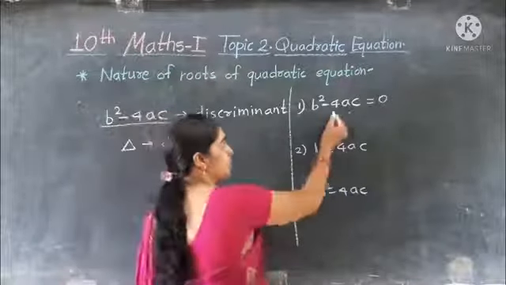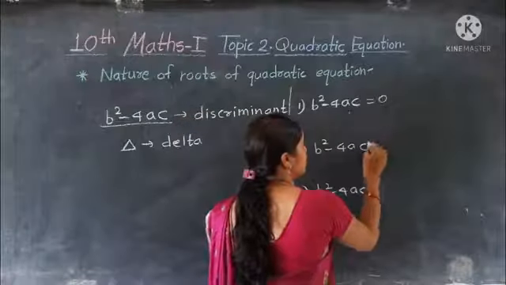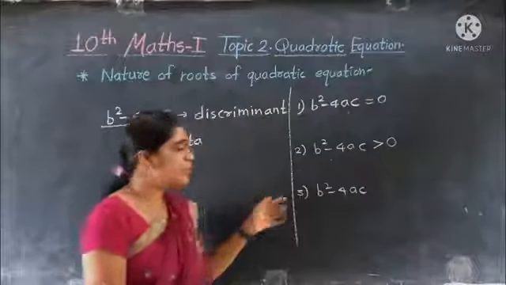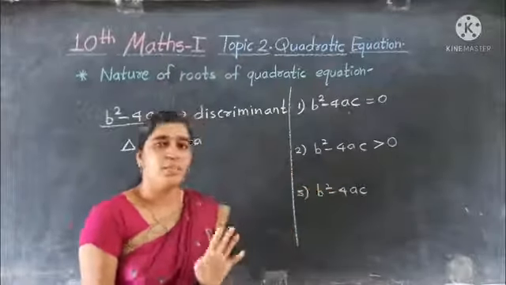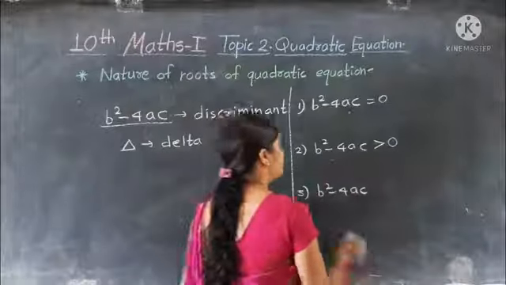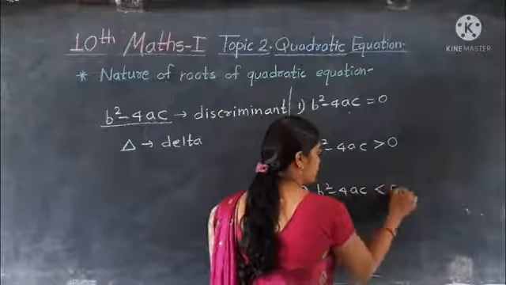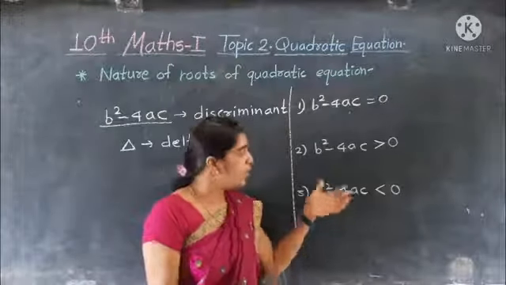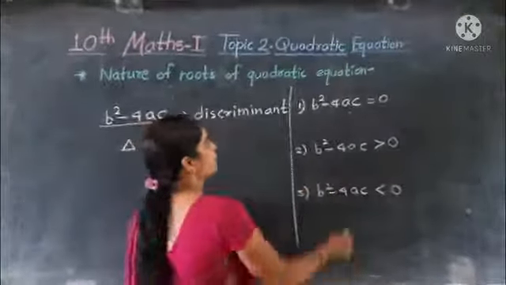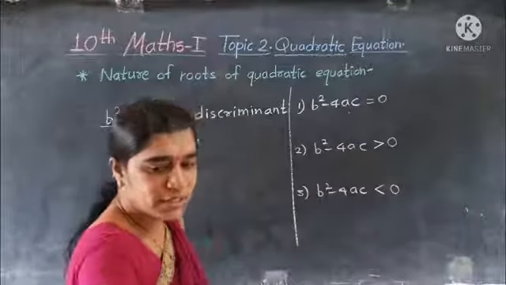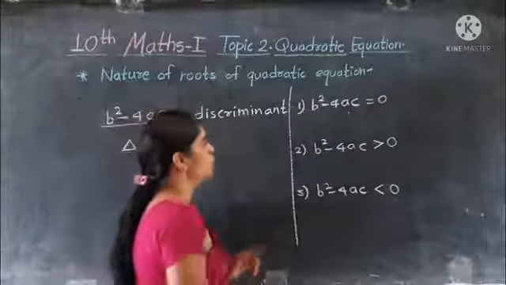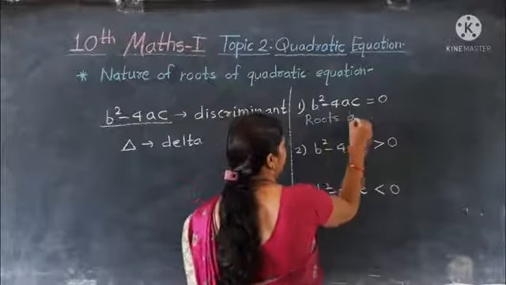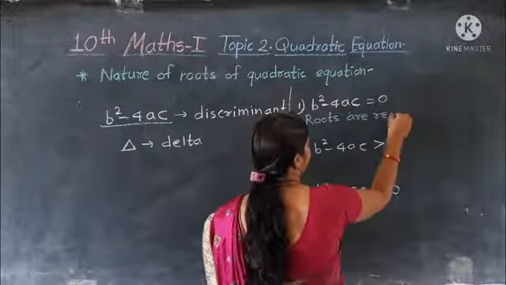First is b square minus 4ac is equal to 0. Second is b square minus 4ac is greater than 0, means the value of b square minus 4ac is positive. And third one is b square minus 4ac is less than 0, that is, its value is negative. Then what is the nature? If b square minus 4ac is equal to 0, then the roots are real and equal.